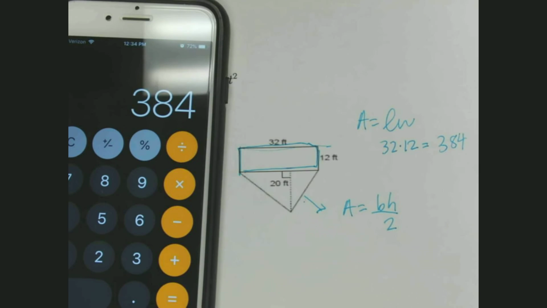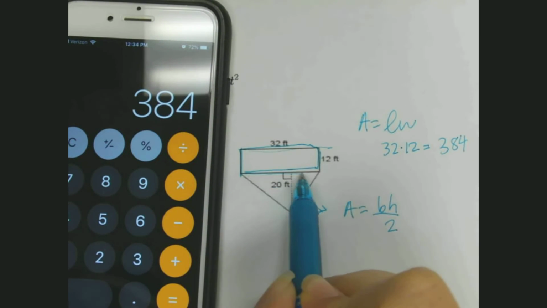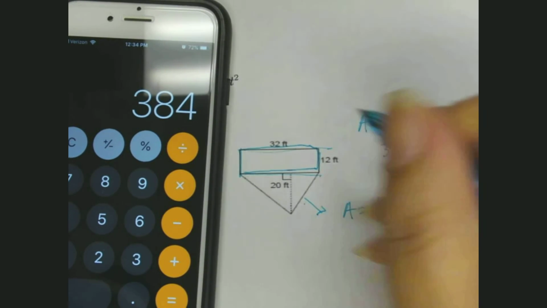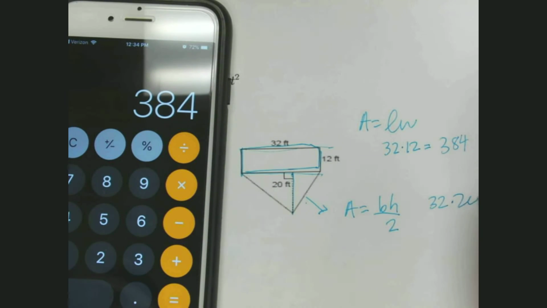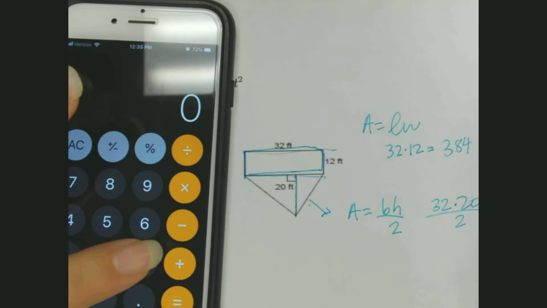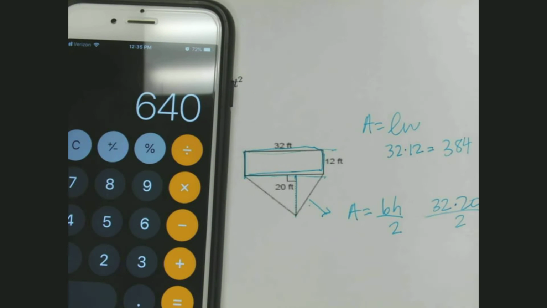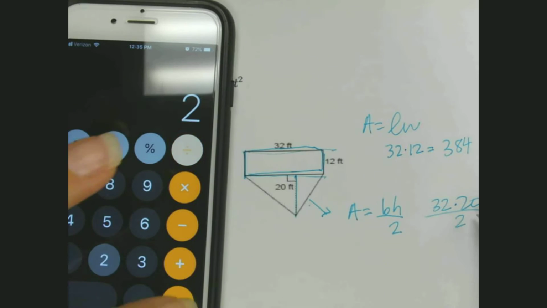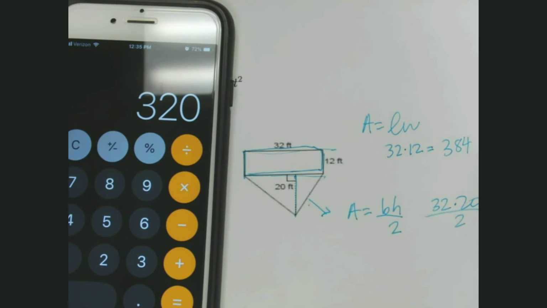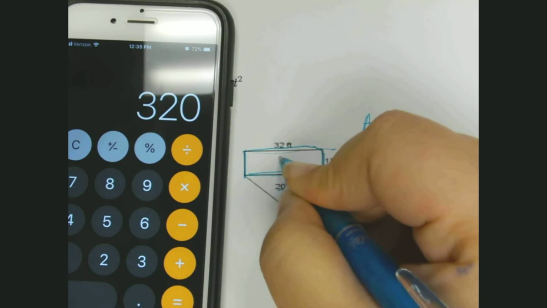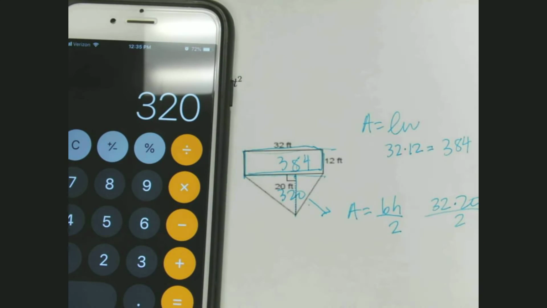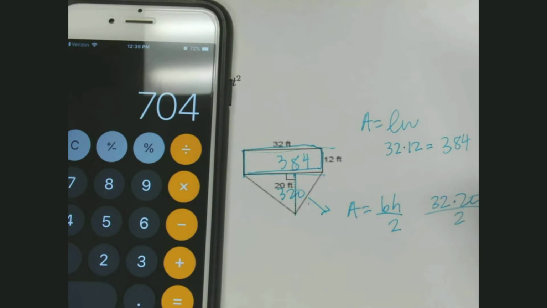384. For my triangle, my base is 32 again. My height is 20. So I'm going to do 32 times 20. And then remember, it's half of a square or a rectangle, so I have to divide that by 2, which equals 320. So my last step is to add the 384 to the 320, which gives me 704 feet squared.